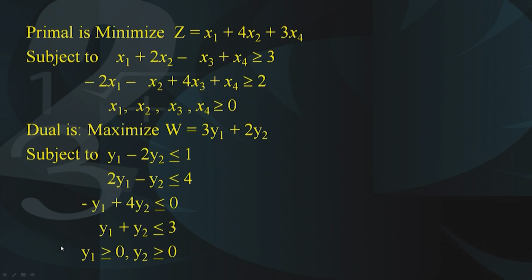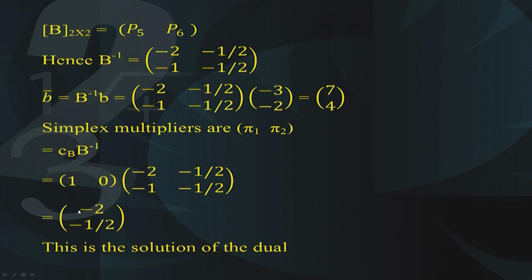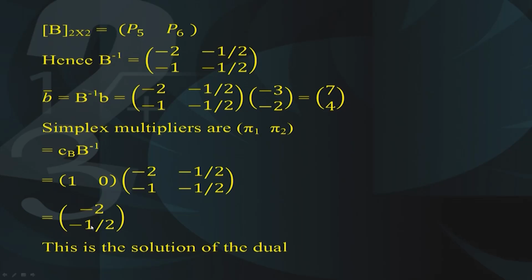So, let me go back. Yeah, this is the solution to the dual of this problem. You can just check that. It should satisfy all the constraints and it should be optimum to the dual. So, minus 2, minus 1 by 2 are the simplex multipliers, and therefore they are the solution of the dual.